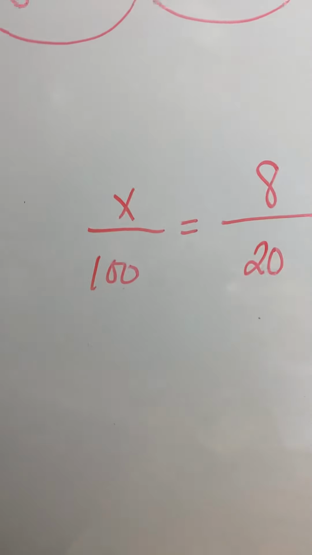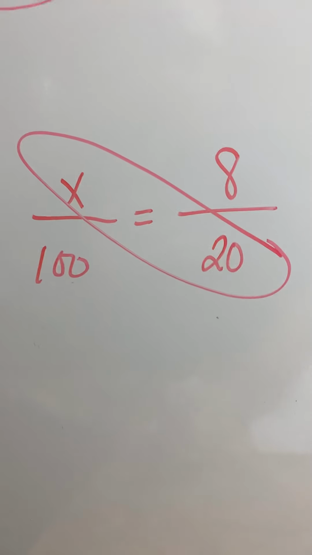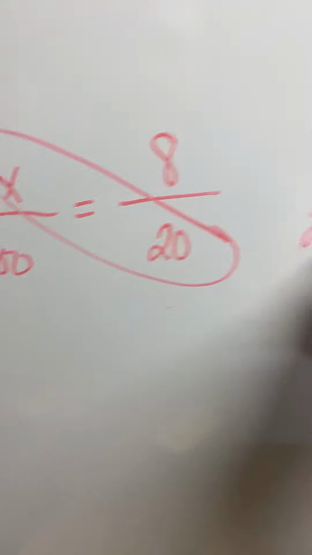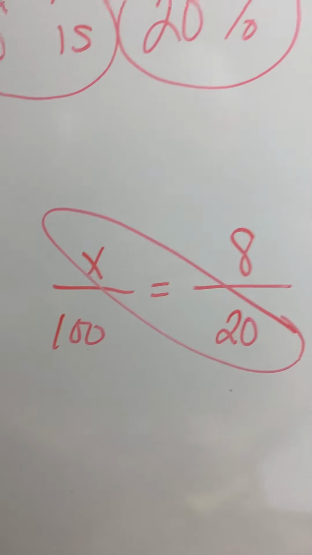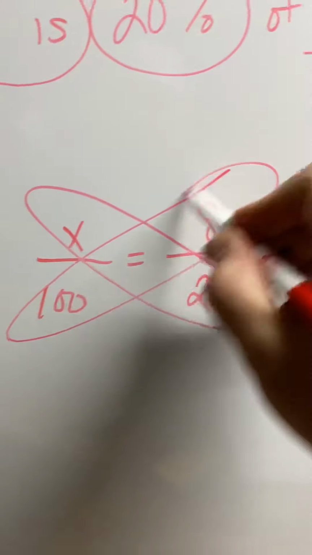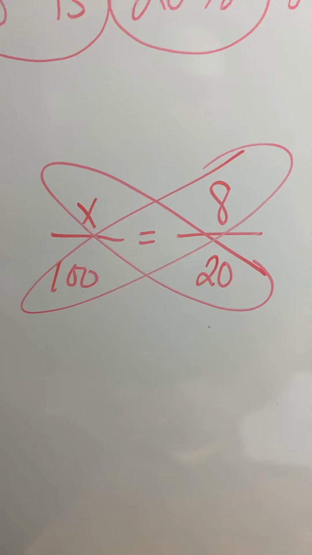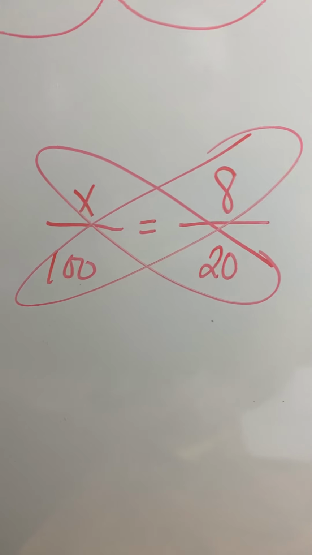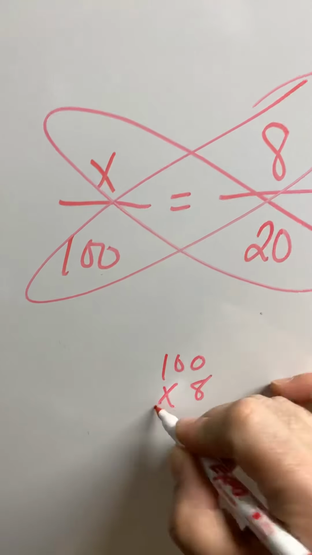First step. So I like to start with my x. So x times 20. X times 20 is just simply 20x. Equals, because equal sign in the middle, now you got to cross multiply the other way. 8 times 100. Well, if I had 8 $100 bills, I'd have $800. But if you don't know that, you take 100 and you multiply by 8.